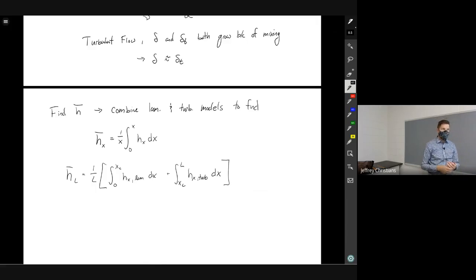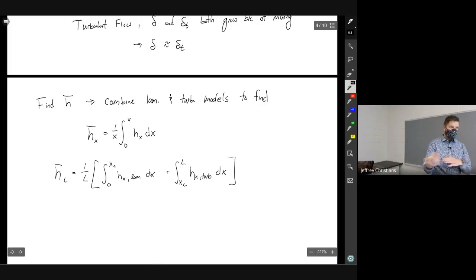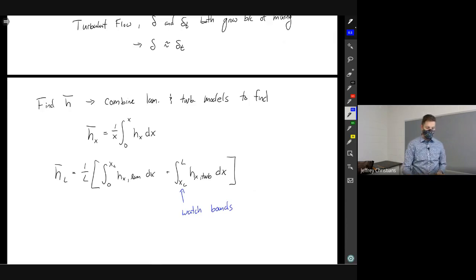So we're basically going to add up the two different parts of this. Now, if you just look at the form of the equation, just a couple things to note. What you have to do is watch your bounds of integration, because we're not integrating from 0 to X. We're integrating over that portion.